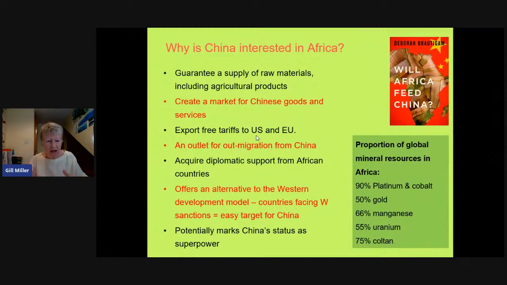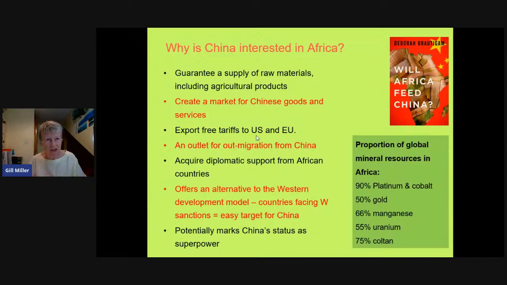And then the last comments there are about African countries giving diplomatic support for China. I've mentioned Taiwan, and in the big international institutions, including the World Trade Organization, the IMF, the World Bank, and so on.